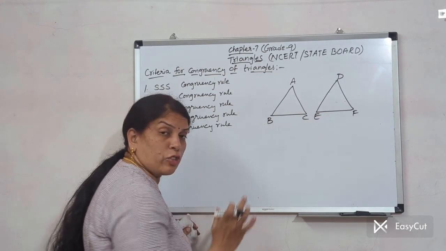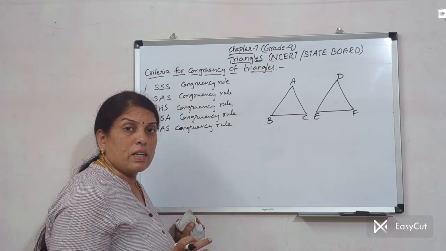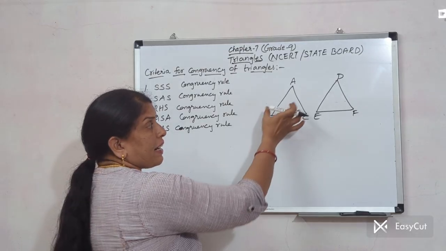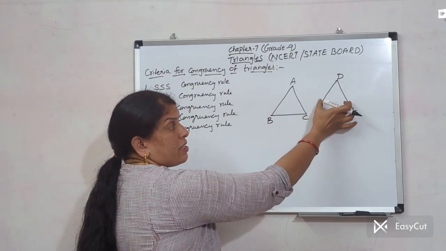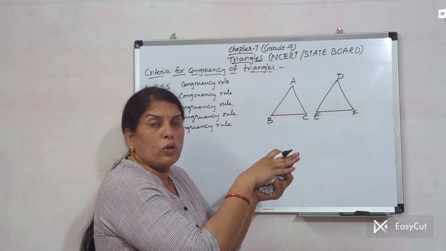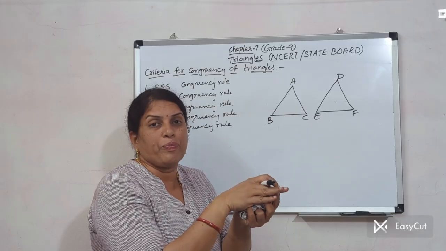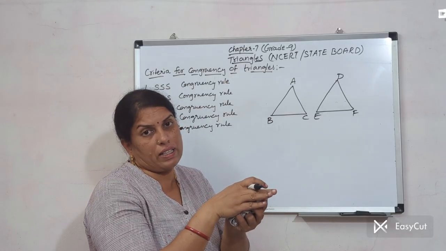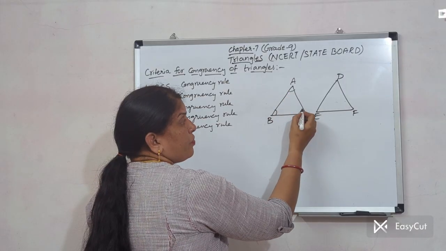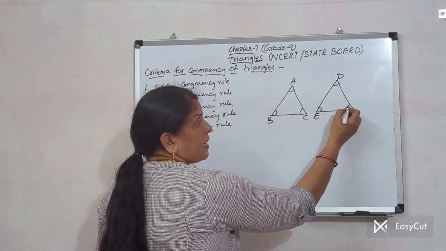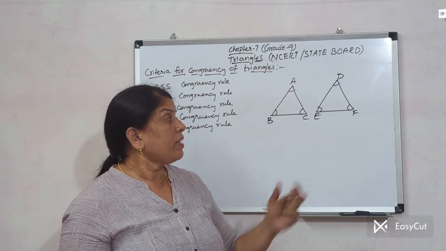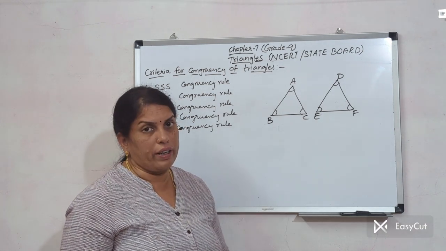Two triangles are said to be congruent if they have the same shape and same size. If I cut this triangle and this triangle separately and superimpose them on each other, then those two triangles will be exactly equal. That means all angles will coincide with each other and the shape also will be equal. Then these two triangles are said to be congruent.